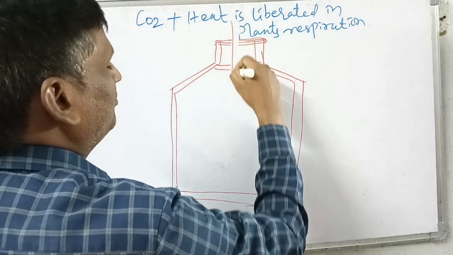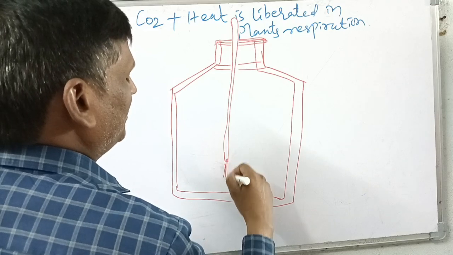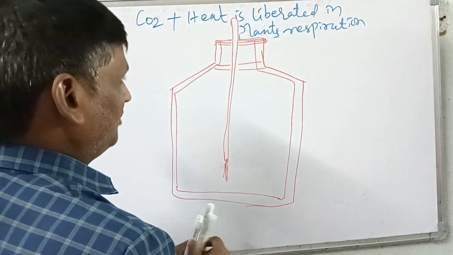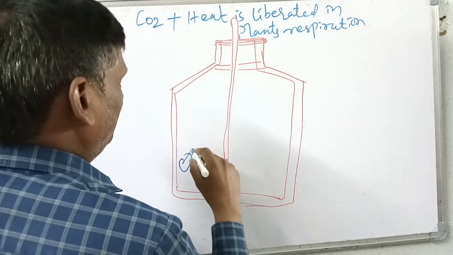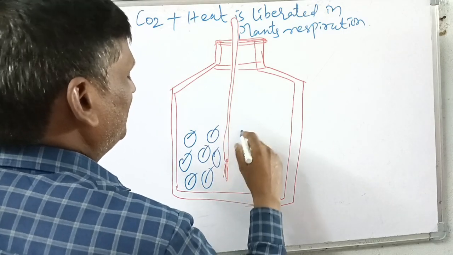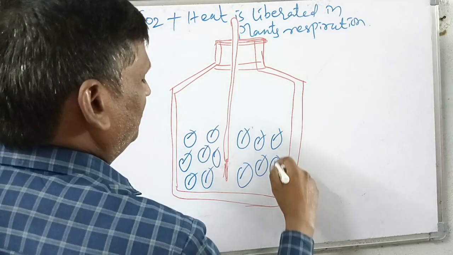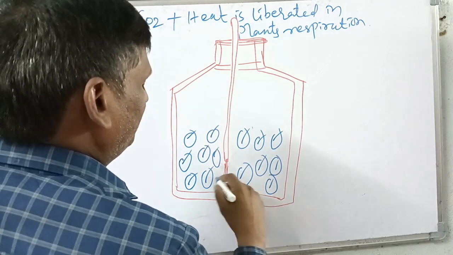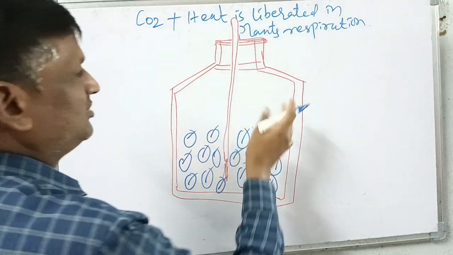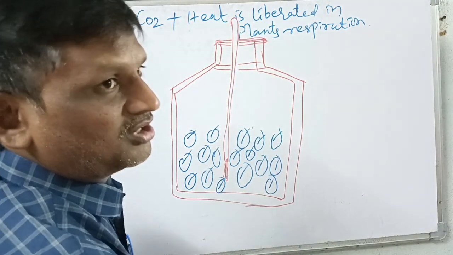Through this one-hole rubber stopper, we have inserted the thermometer. Inside this thermoflask we have taken some germinating seeds. Again we take germinating seeds by the same process: take some Bengal gram seeds, soak them in the water for the whole night, then take them out and put them in a dry cloth. Within a few hours they will be germinated. The germinated seeds should be taken in the thermoflask.